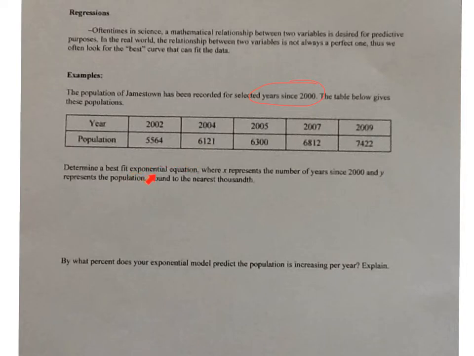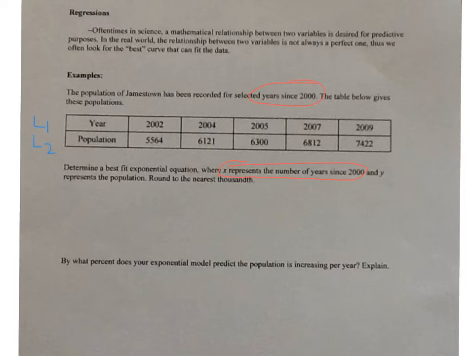So we're doing an exponential where x, super important, represents the years since 2000 and y represents the population. When we write our exponential, we are going to round to the nearest thousandth. What you need to do is start plugging things into your calculator. Go to Stat, go into Edit, and we're going to create two lists. This will be your year, which is time. That's always list one. Time is list one, and list two will be population.